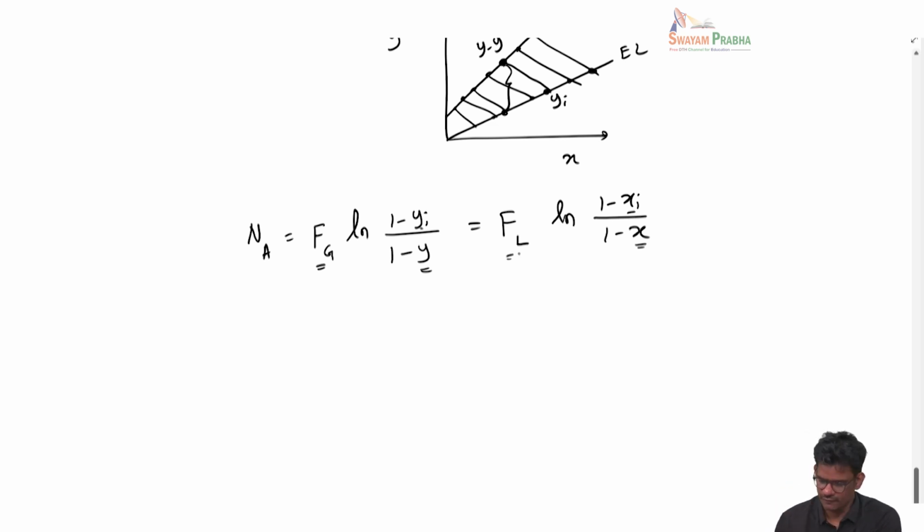Okay, so now I can solve for yi from here. So 1 minus yi by 1 minus y is going to be 1 minus, I think this should be x and this should be xi. Yeah.